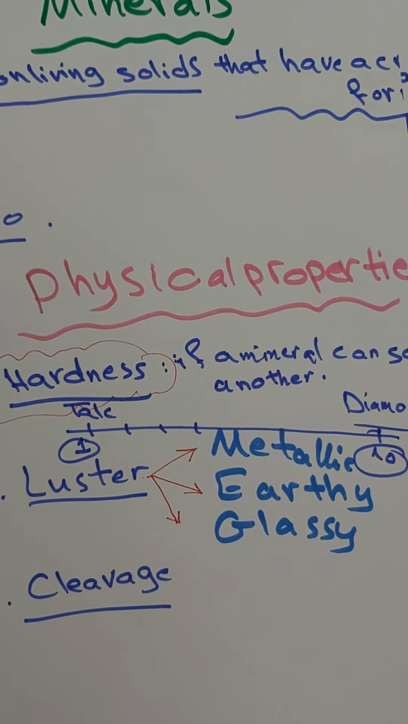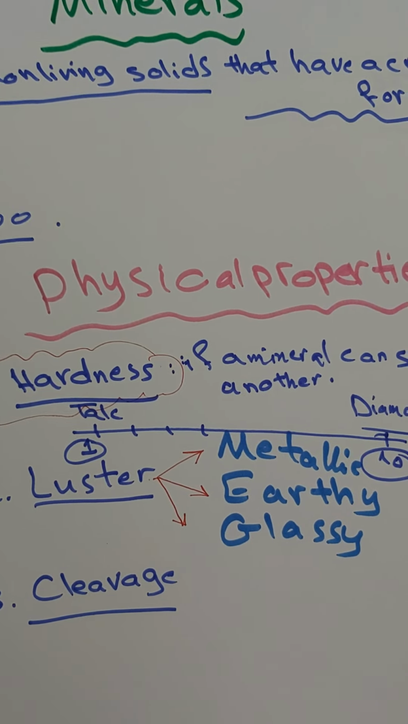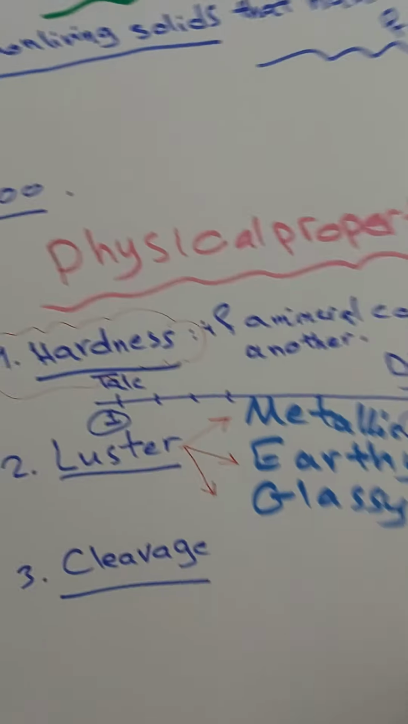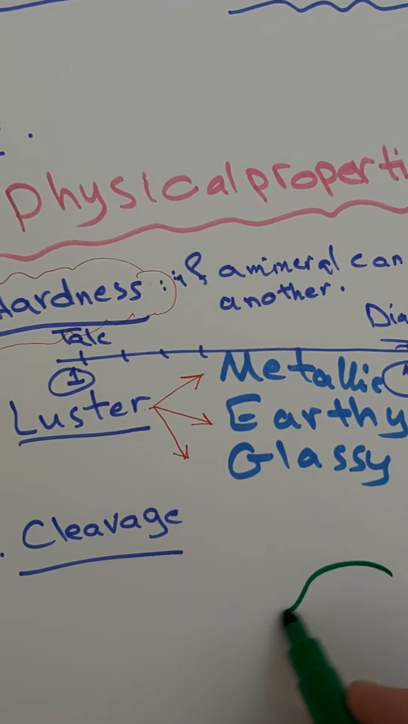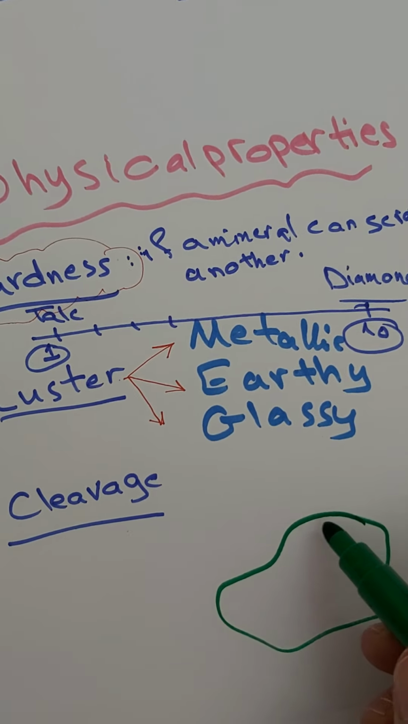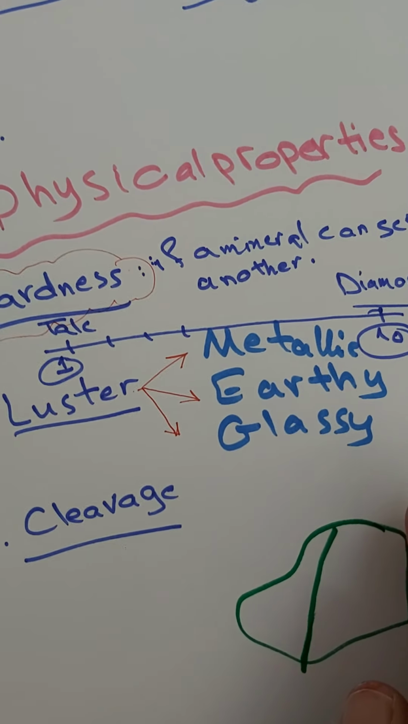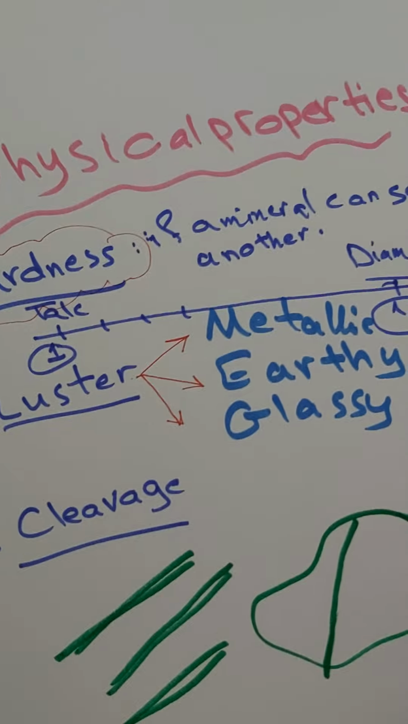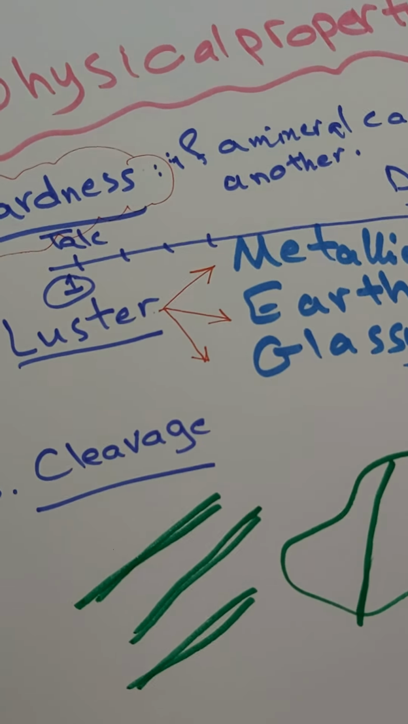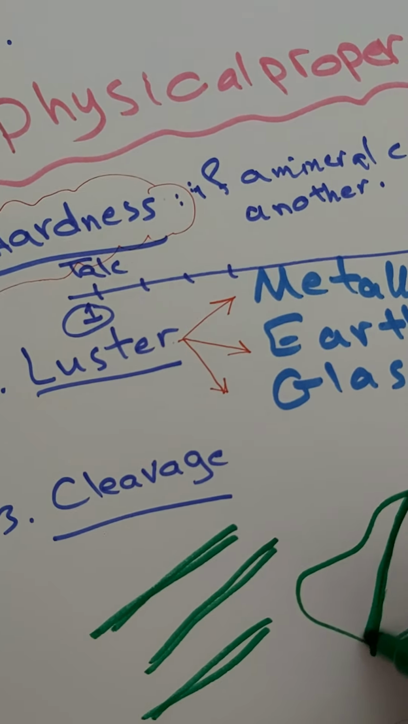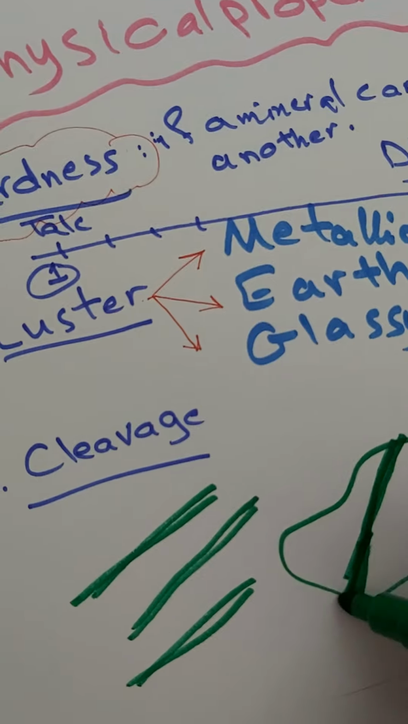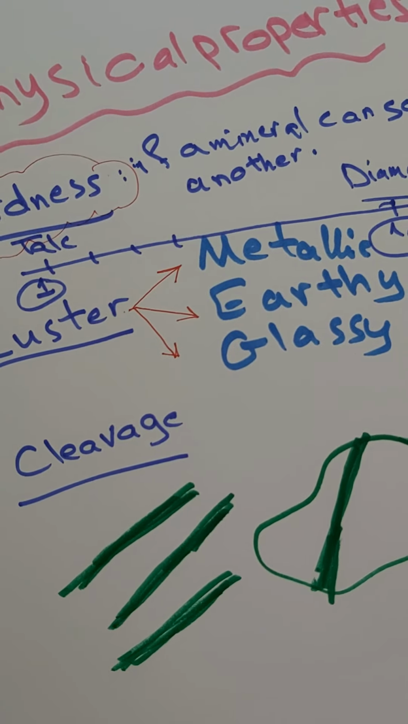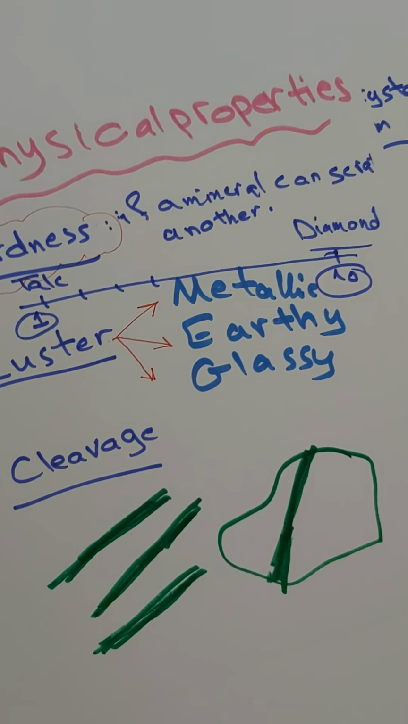Okay? The third physical property is cleavage. Cleavage means when you want to break a mineral. For example, if we have a mineral like this, and you want to break it, some minerals, when you break them, will break like a knife. Okay? So, if the break is straight, like these parts, we say they have the cleavage property.